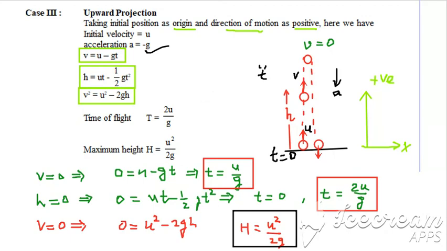So we have just proved the time of flight and maximum height. So this is upward projectile motion under gravity.